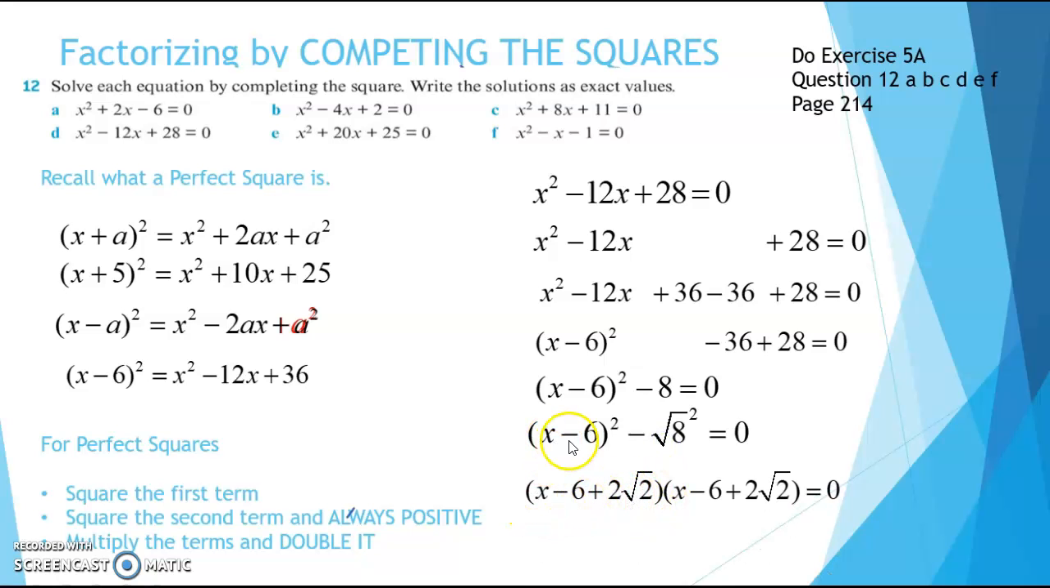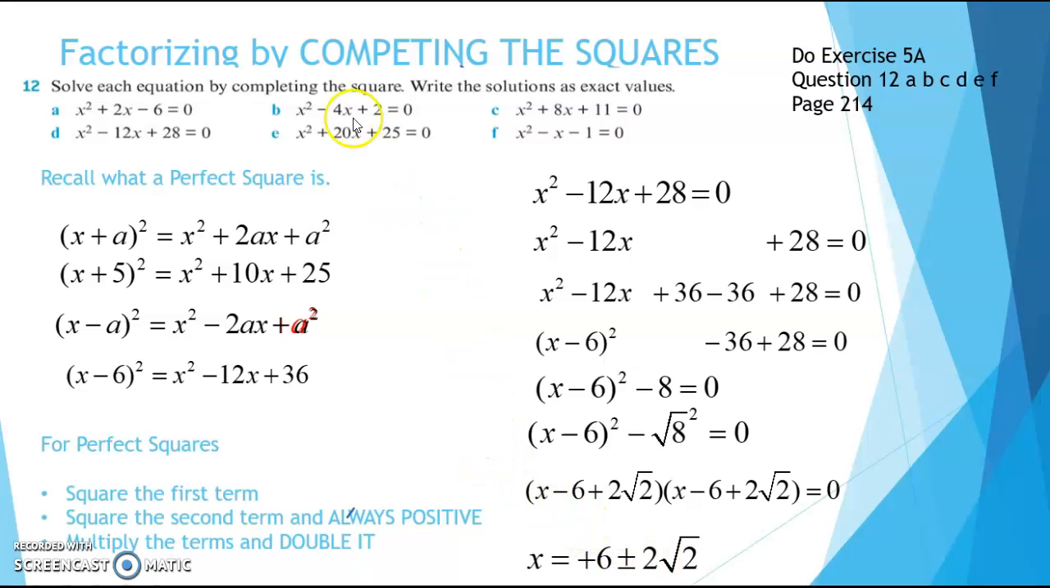So repeat: x minus 6 plus 2 root 2 and x minus 6 minus 2 root 2. Oh, there should have been a minus there. And so you get the opposite of minus 6 is plus 6, and it'll be plus or minus 2 root 2.